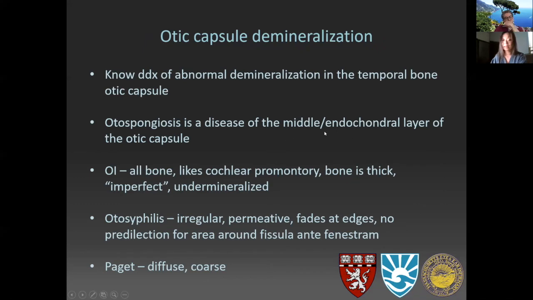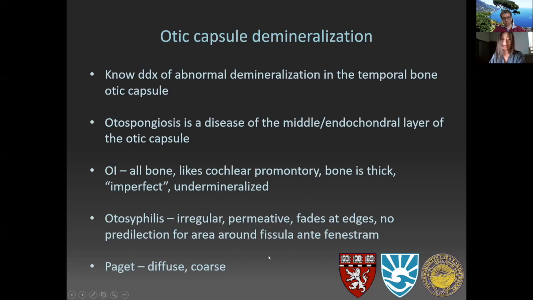Otospongiosis, remember, has to obey the laws of embryology. It's that middle layer. I've seen enchondral written as well, but I checked with our pathologists, and they use the lexicon endochondral. And with OI, it's all bone. It somehow likes to go along the cochlear promontory. The bone is thick and under-mineralized. And otosyphilis is just permeative. It fades out towards the edges.